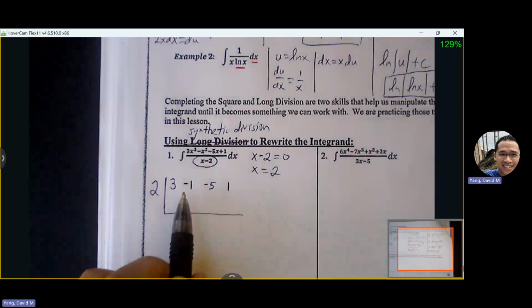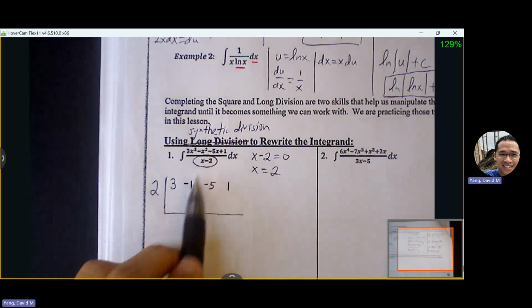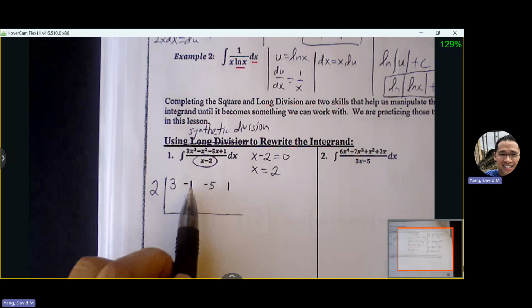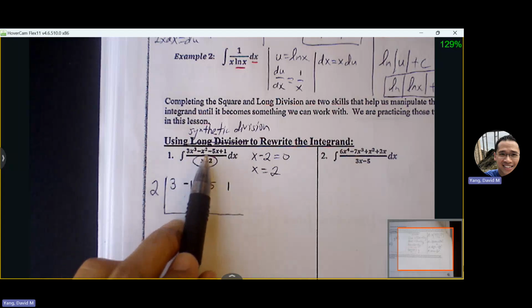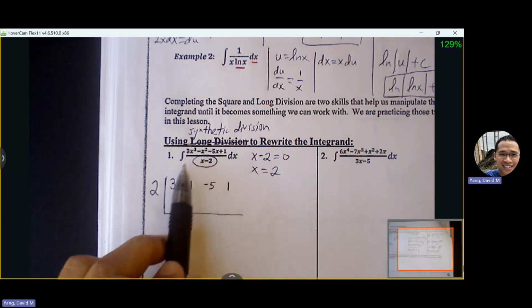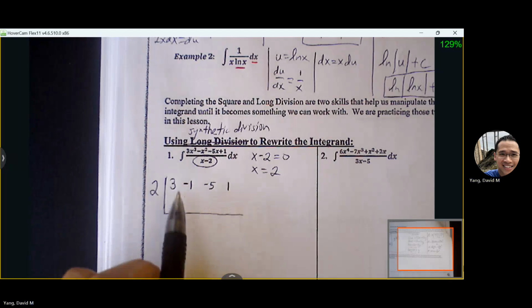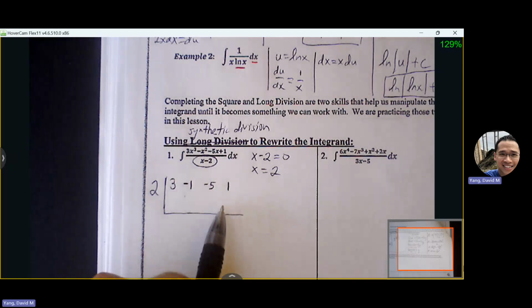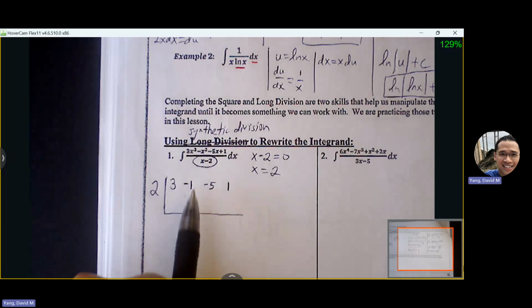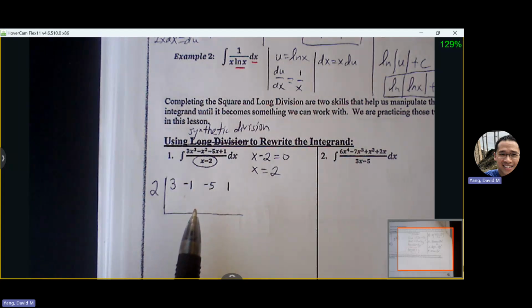Now, if a degree is not represented in the numerator, we need to have a placeholder. We need to put a 0. So let's say it was just 3x cubed minus 5x plus 1, then it'll be 3, 0, -5, 1. If it skips over a degree, we need to have a placeholder 0 to represent that column.